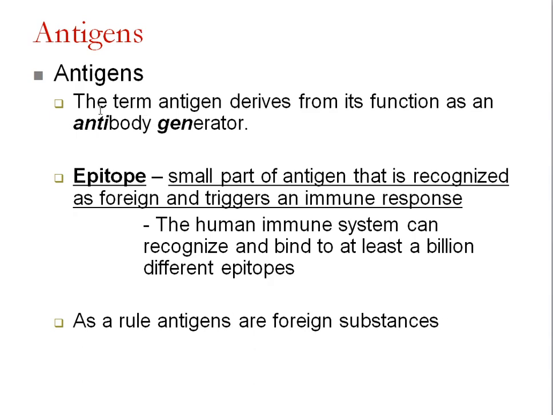Antigens. The term antigen derives from its function as an antibody generator. The epitope is a small part of an antigen that is recognized as foreign and triggers an immune response. The human immune system can recognize at least 1 billion different epitopes, and as a rule, our antigens are foreign substances.